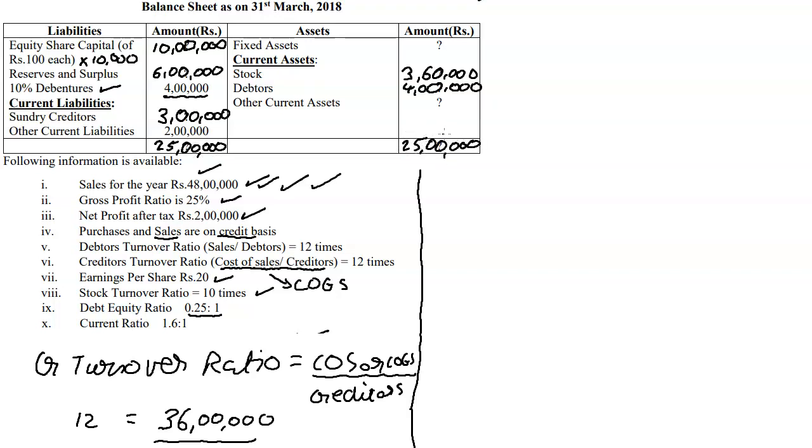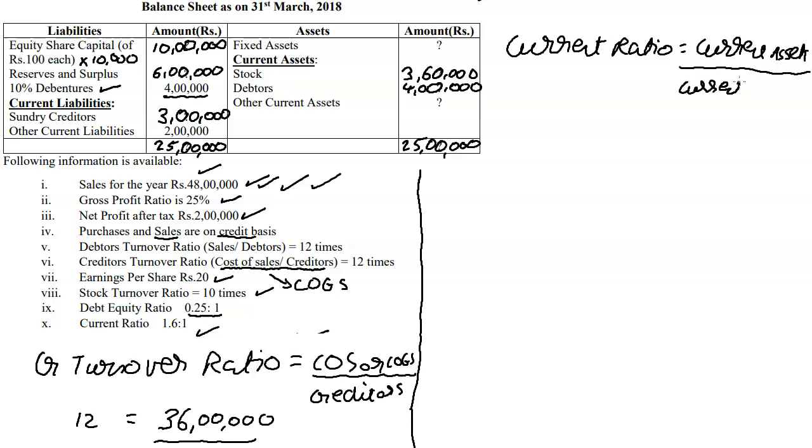Now, we have run through a lot of the formulae already. We have made use of a lot of these numbers. There's something missing which is going to help us calculate other current assets. And we haven't touched the current ratio yet. We know that the current ratio is equal to current assets divided by current liabilities. So we have 0.25. Oops, that's debt equity ratio. Be careful. We have 1.6.